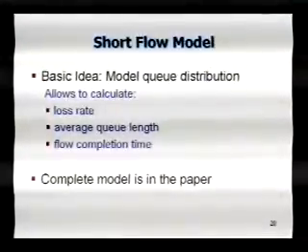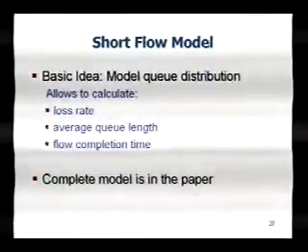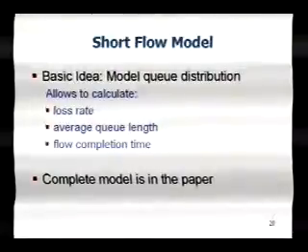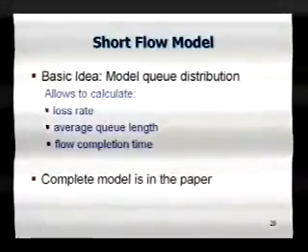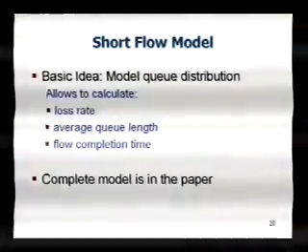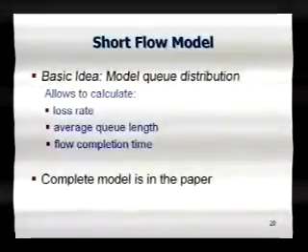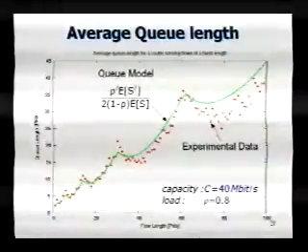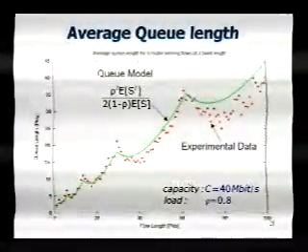I'll spare you the mathematical model used to model these short flows. It's basically a queuing theoretical model. With this model, we can calculate things like loss rate, average queue length, or the flow completion time, so the time from starting a flow to ending a flow. The complete model is in the paper. Here's just a brief overview of what the result means.